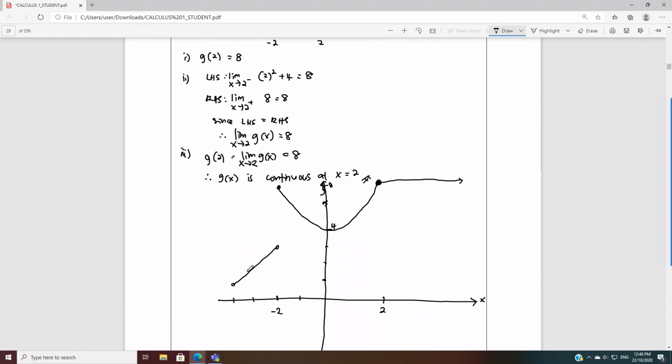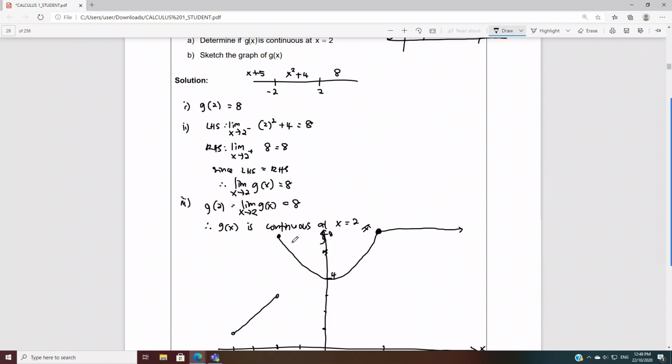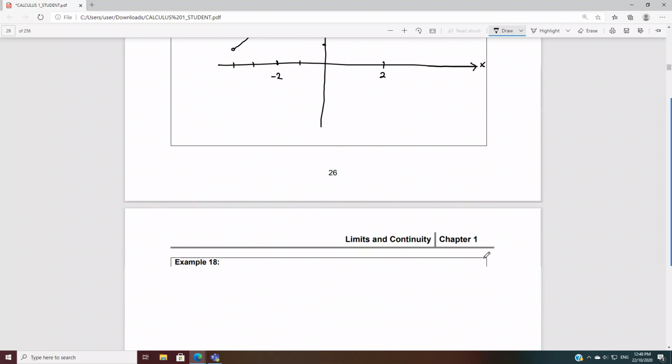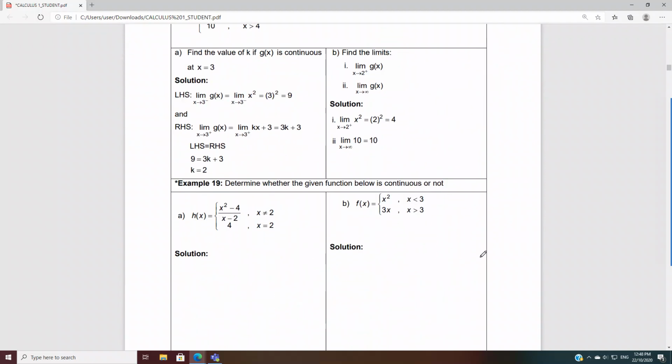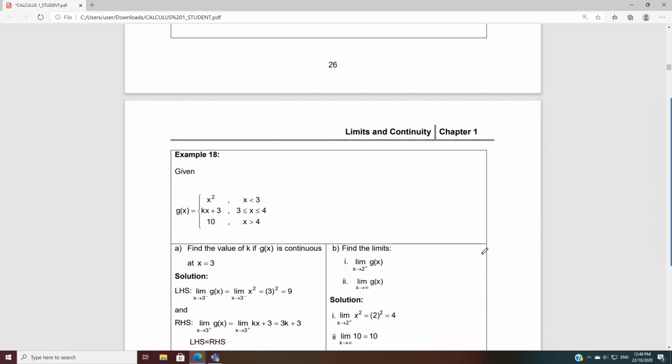Kan tengok nampak tak dekat sini not continuous, tapi dekat X sama dengan 2 ni dia continuous kan. Daripada 2 ni dia sambung terus ke 8. Okay, so yang example lain tu saya tunjuk lepas ni.